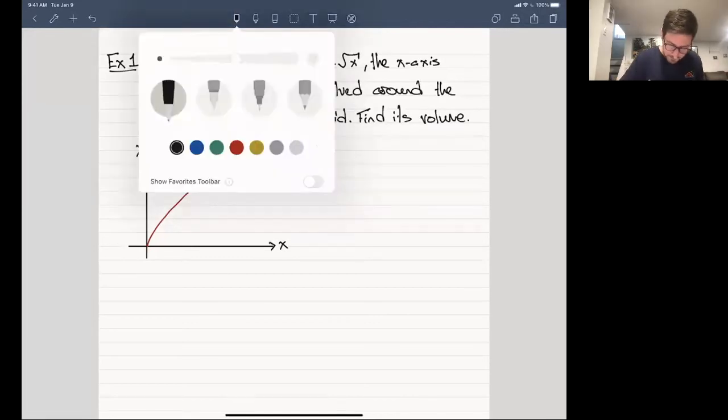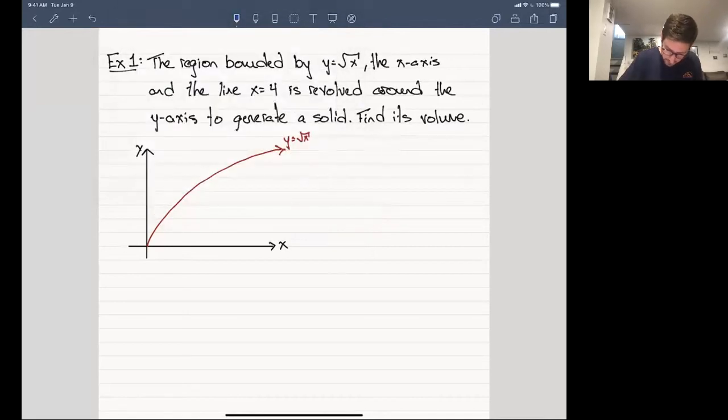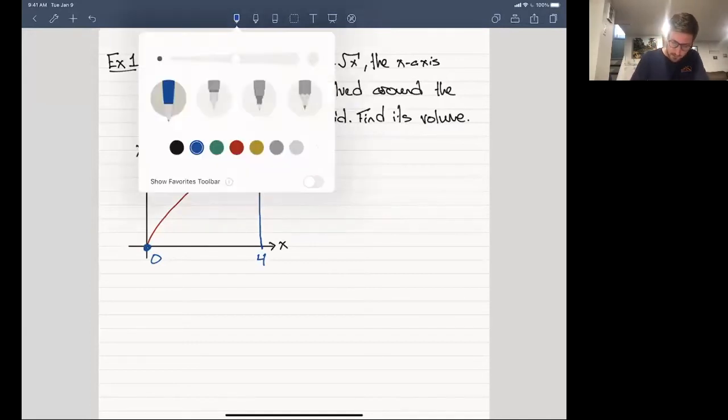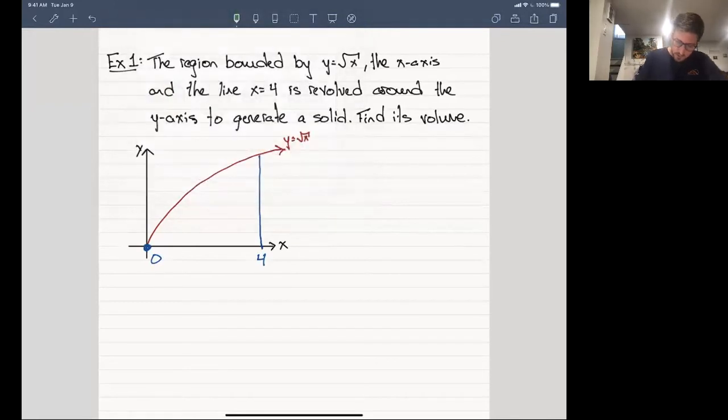Okay, so we're bounded on the right by 4. We can see that we're bounded on the left by 0 since the region that we're rotating around has to be trapped between the curve and the x-axis. And finally, we are rotating around the y-axis. So just like this.